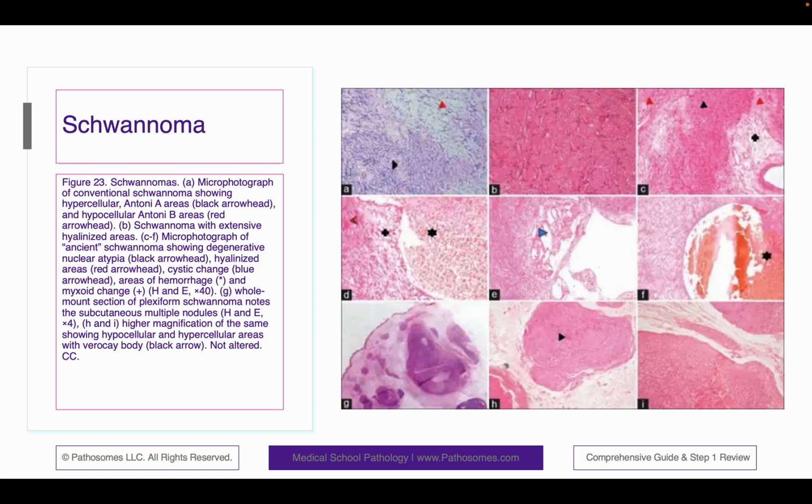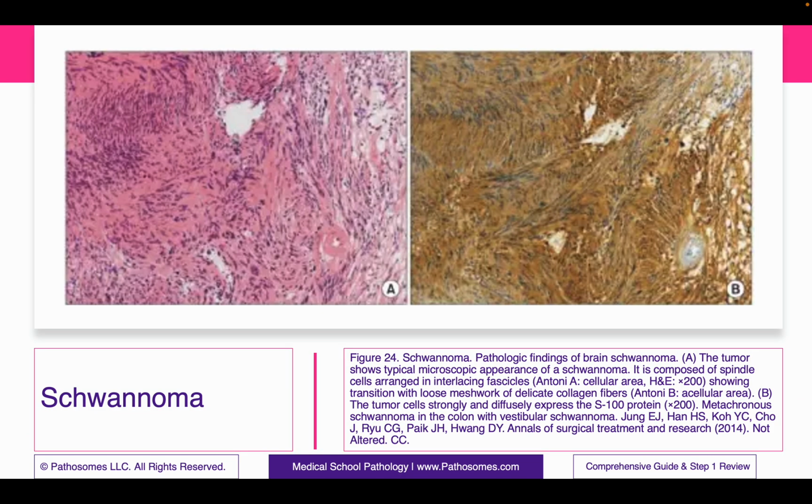And here are a number of H&E sections that have various patterns for schwannomas. Be sure that you can recognize Antoni A and Antoni B and verrucate bodies, because that will come up. And just for completion, please make sure you can recognize the Antoni A areas and the Antoni B areas. Also, remember, they stain positive with S100.